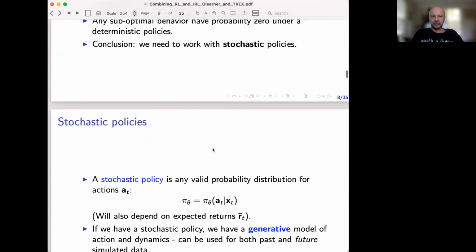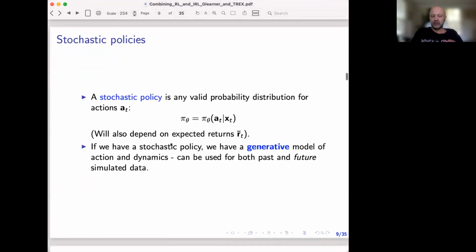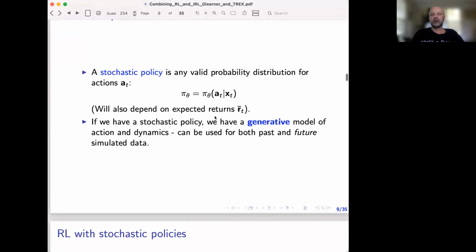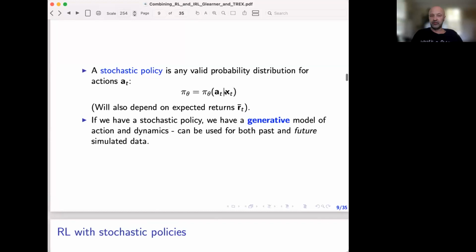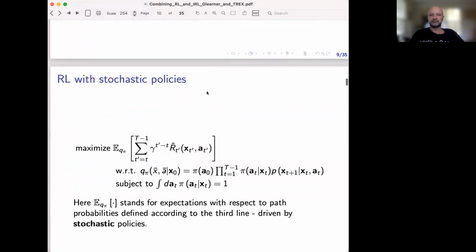All right, so this was about a stochastic policy. When we deal with a stochastic policy, our action is a distribution. So we deal with probabilistic distributions of possible actions given the state, and also given the expected return. You can add expected return to the state vector, and you will see shortly why it's actually needed, but for a short while, I will continue just by referring to x as the state. An additional advantage of working with stochastic policies is that, if we use them, then this is a distribution, and therefore we can generate data from it. In other words, we get a generative model of states and actions.